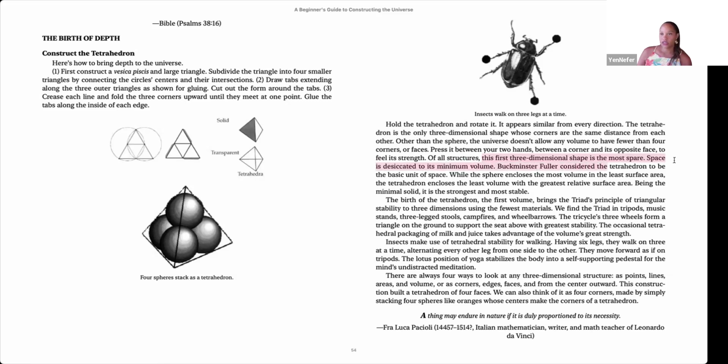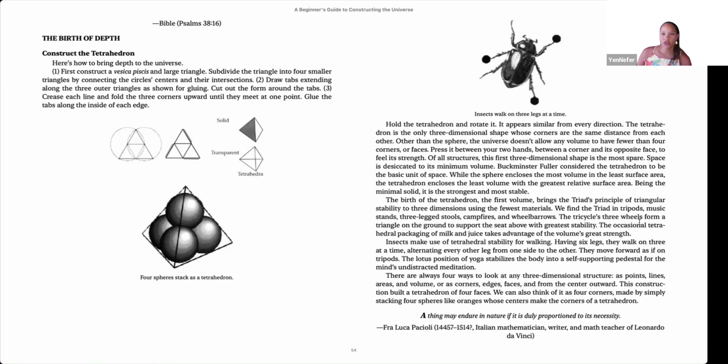Buckminster Fuller considered the tetrahedron to be the basic unit of space, while the sphere encloses the most volume in the least surface area. The tetrahedron encloses the least volume with the greatest relative surface area. Being the minimal solid, it is the strongest and most stable. The birth of the tetrahedron, the first volume, brings the triad's principle of triangular stability to 3 dimensions using the fewest materials. We find the triad in tripods, music stands, 3-legged stools, campfires, and wheelbarrows.